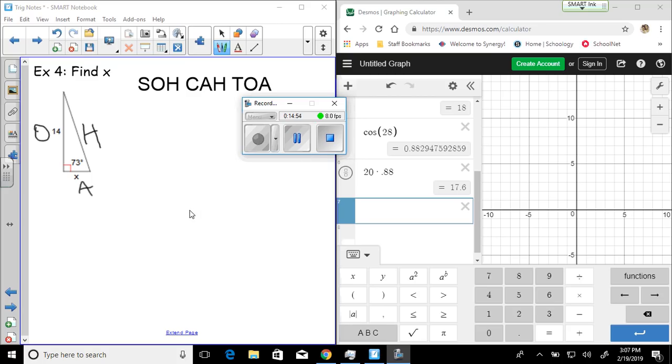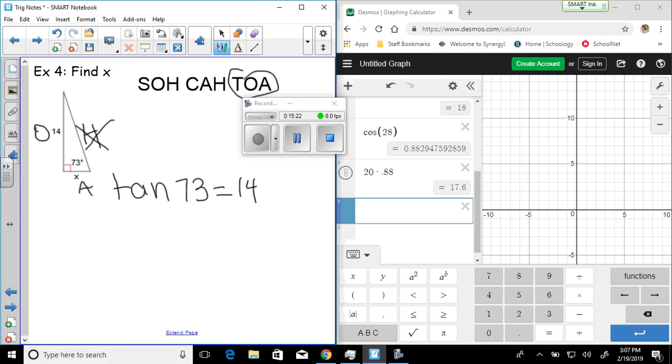And now we need to figure out which trig ratio we're going to use. So we have information on the opposite. We have the x on the adjacent. So we know we do not need the hypotenuse. So we got an opposite and adjacent. So we're looking at tangent. So we're going to do the tangent of 73 degrees is equal to the opposite, which is 14 over the adjacent, which is x.